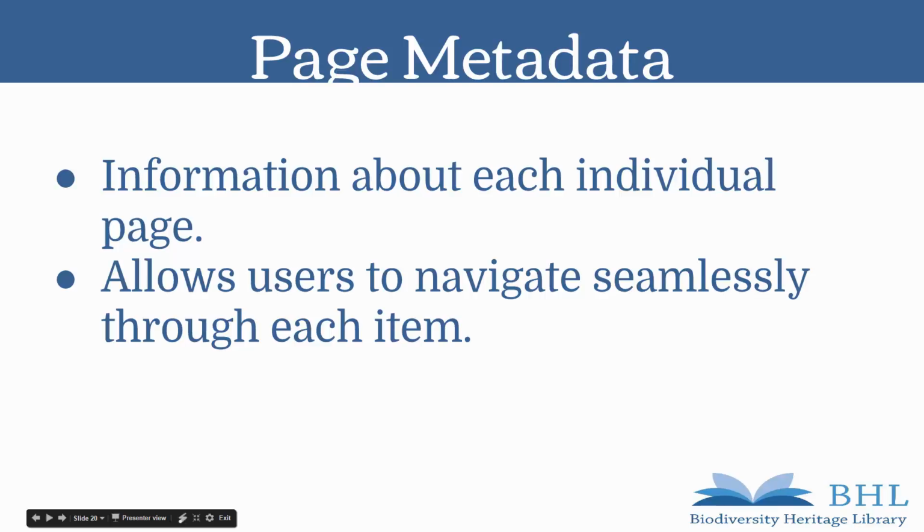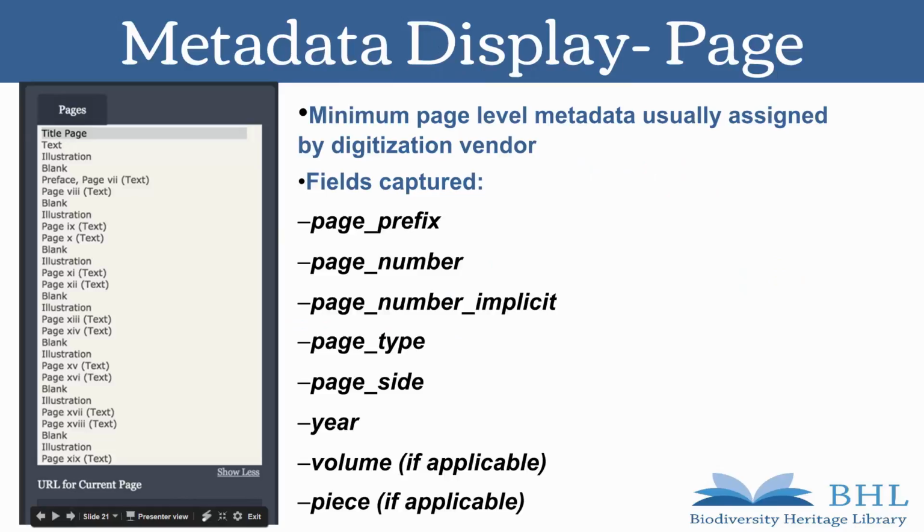The third part of the required metadata is page metadata. Similarly to the item-level metadata, page metadata is specific to each individual page that is scanned. This is how the page metadata is displayed in the BHL interface and the corresponding metadata fields. Some examples are the page number, such as page 123, or the page type, such as text, photograph, or illustration.